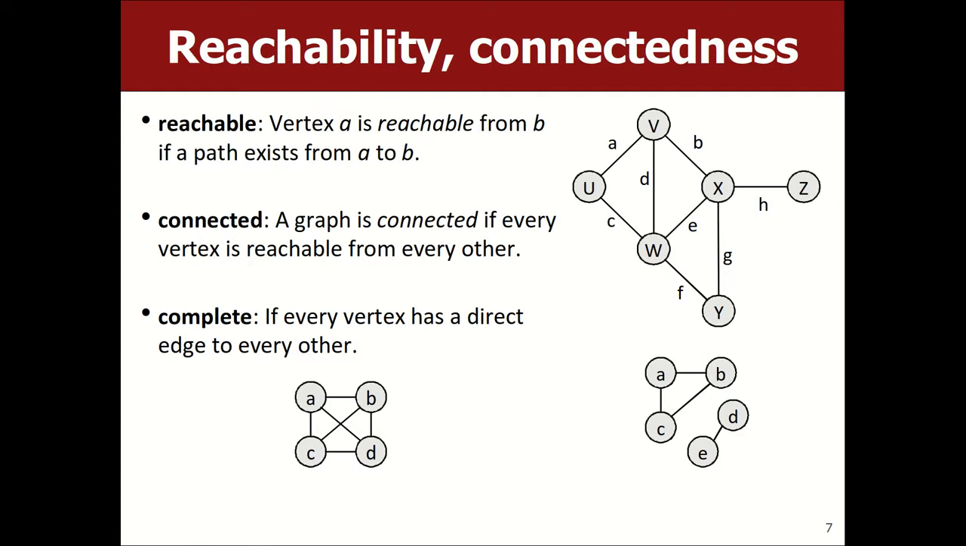This one here is not connected because these three can't reach these two and vice versa. A complete graph is where every vertex has an edge to every other vertex. That's not super common, but it sometimes happens. That would be like if you had an airline and they flew between every pair of cities that they flew to. Most airlines don't do that, so they wouldn't have a complete graph, right?